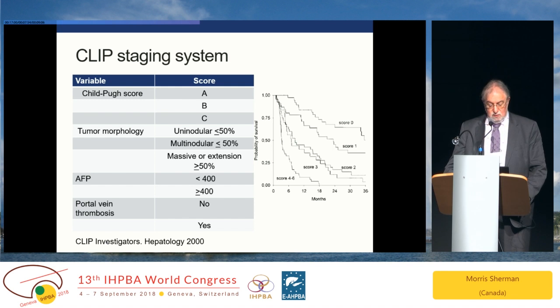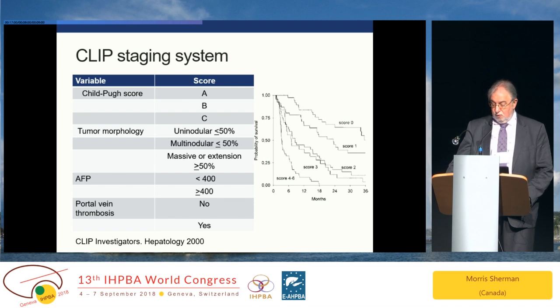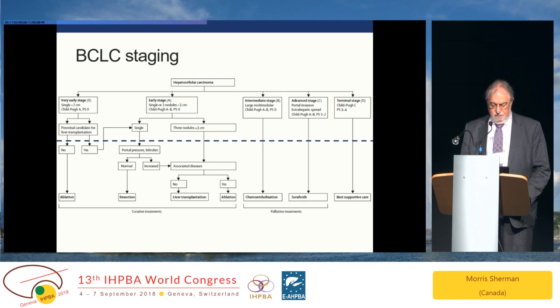Alpha-fetoprotein factored into it, and portal vein thrombosis factored into it. And you can see, looking at the graph, that there was fairly good separation between 0 and 1, and 1 and 2, 3, but 2 and 3 were not well separated. So the CLIP never really got to be very popular.